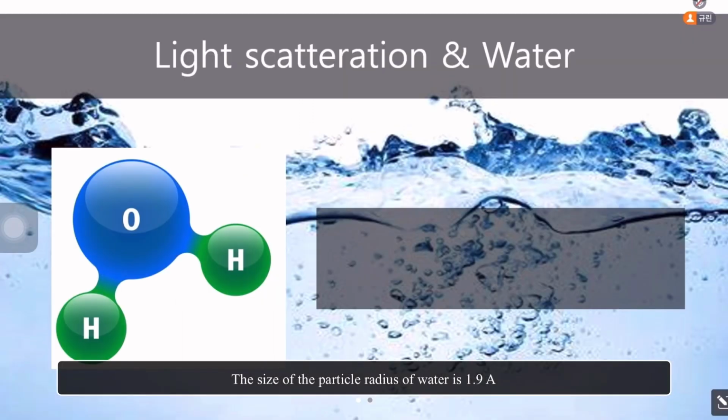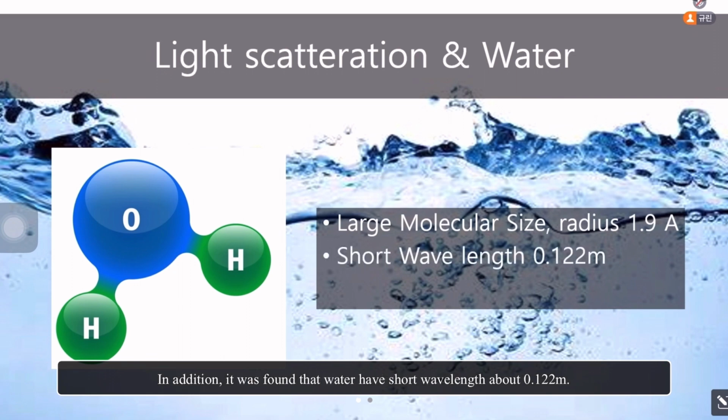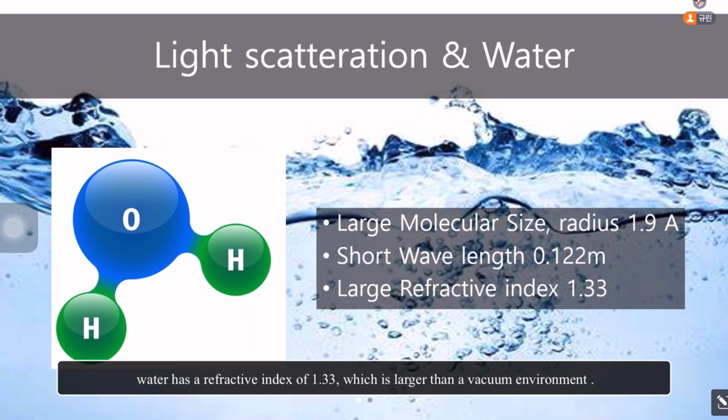The size of the particle radius of water is 1.98, which is a large molecular size. In addition, it was found that water has short wavelengths, about 0.122 meter. Water has a refractive index of 1.33, which is larger than a vacuum environment. This refractive index deforms the angles of light, so in conclusion, it was found that light scatters well when it comes into contact with water.